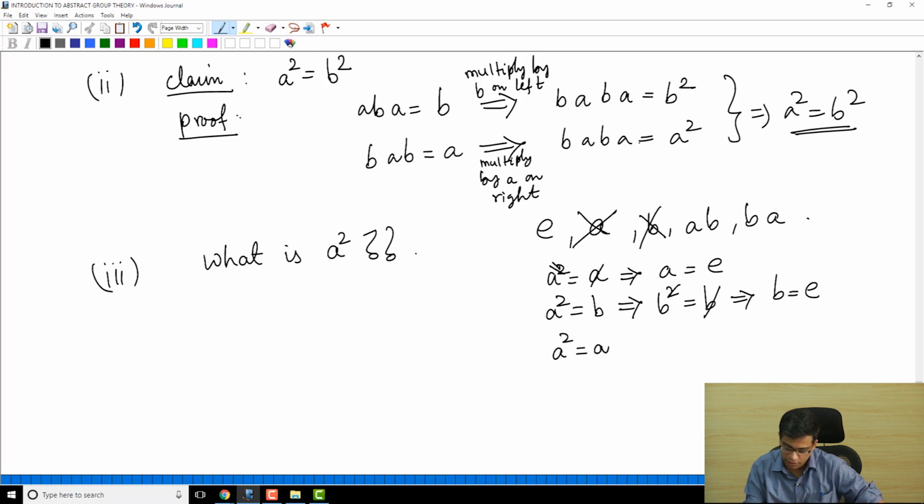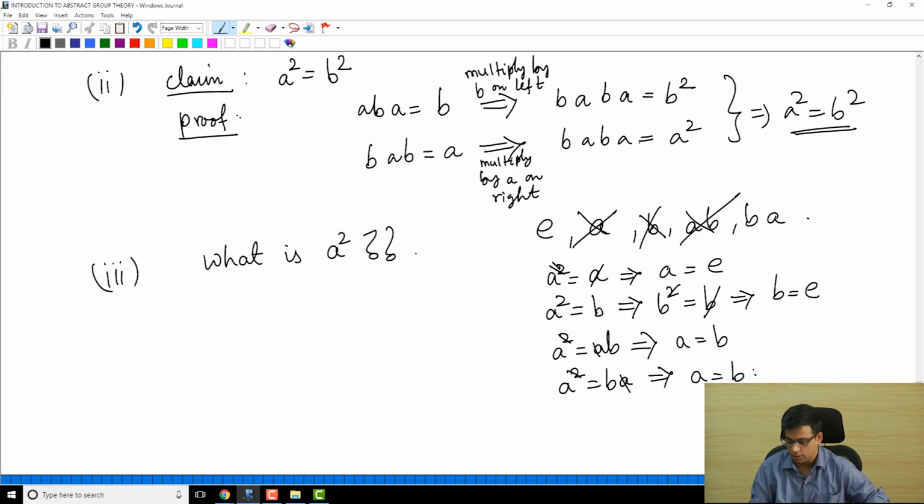Can A squared be AB? If A squared is AB, I cancel A on both sides to get A equal to B, which is also not possible. A and B are distinct elements. So A squared cannot be AB. Can A squared be BA? That would give me, cancelling A, again A equal to B, which is also not possible. So A squared cannot be AB or BA. So A squared must be E.